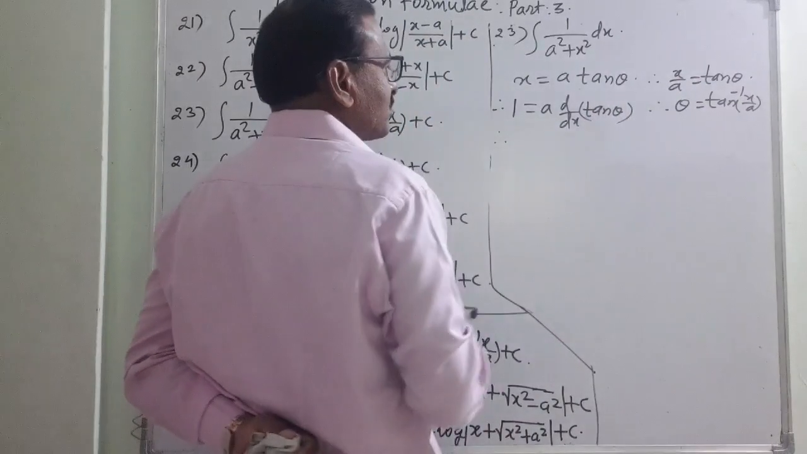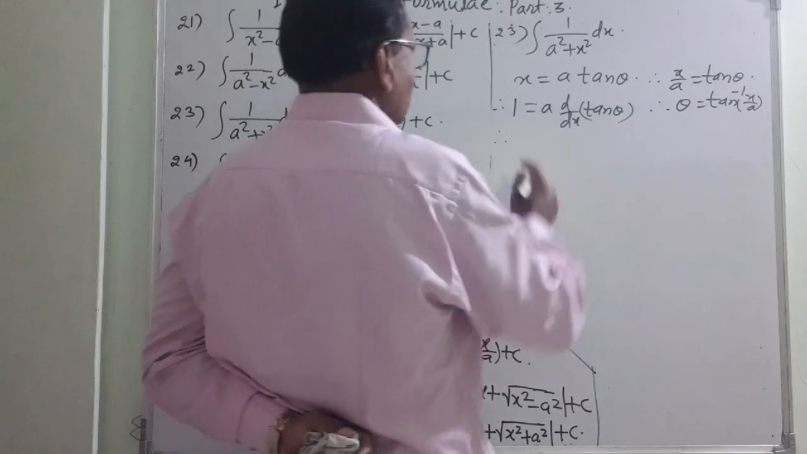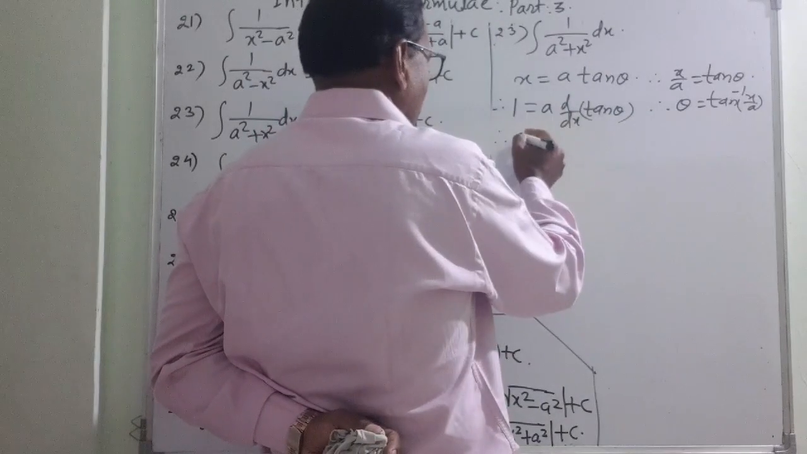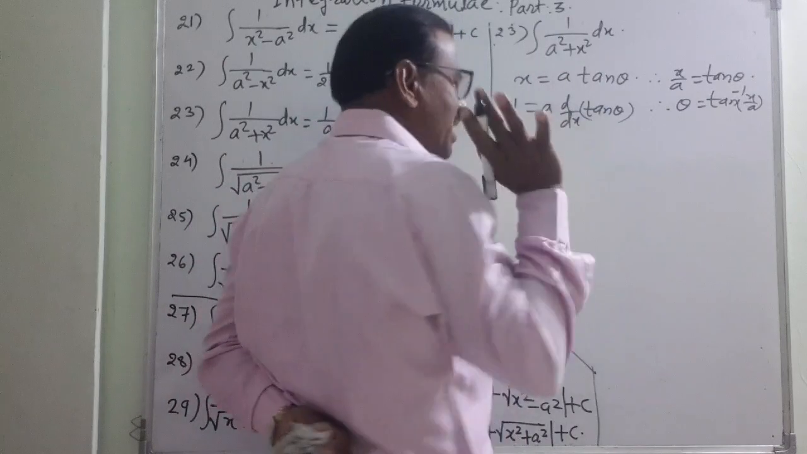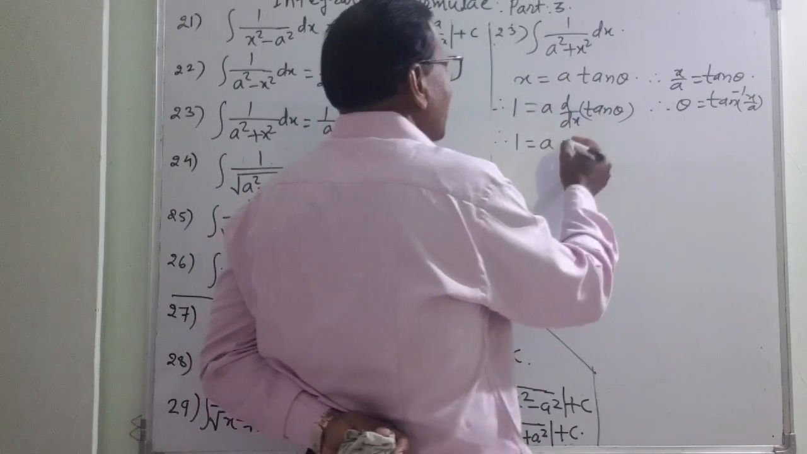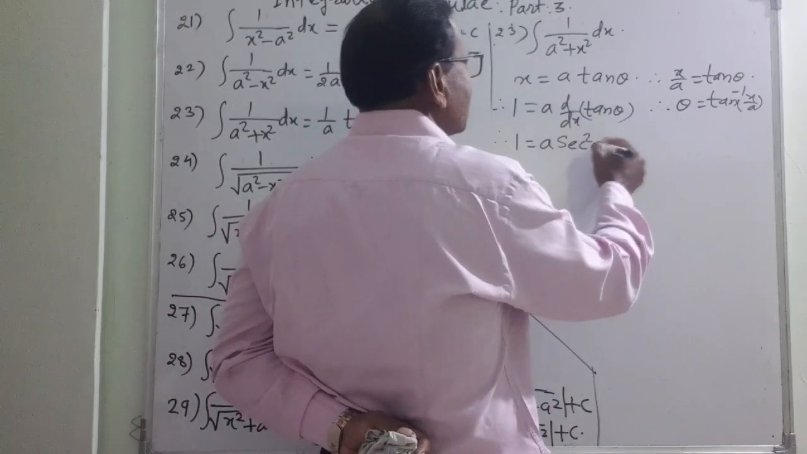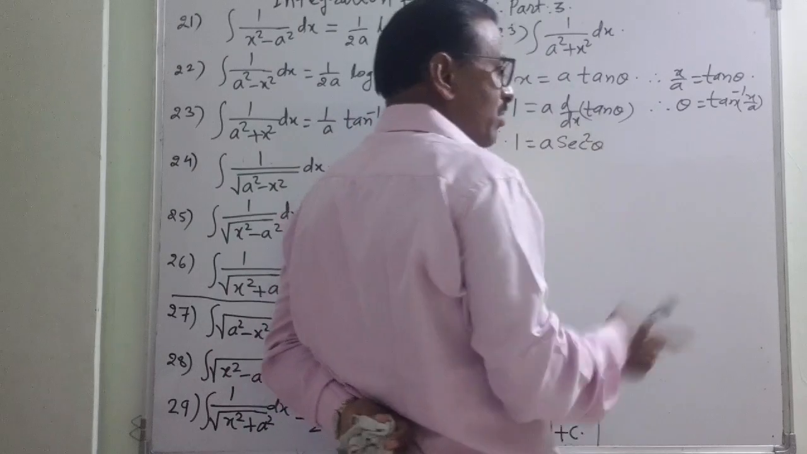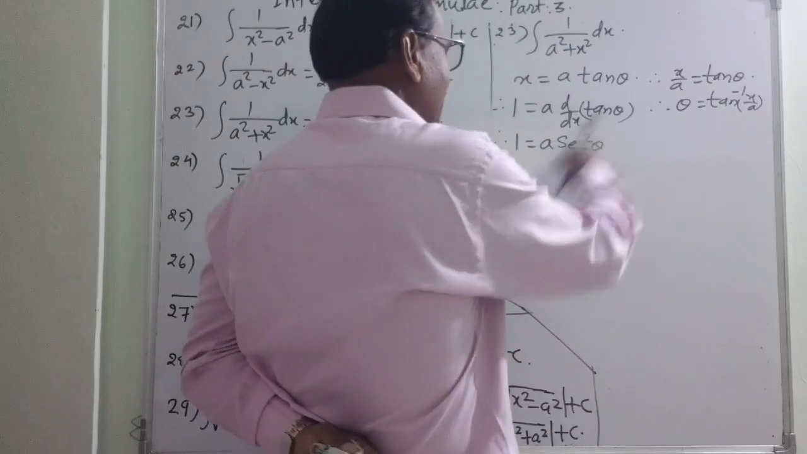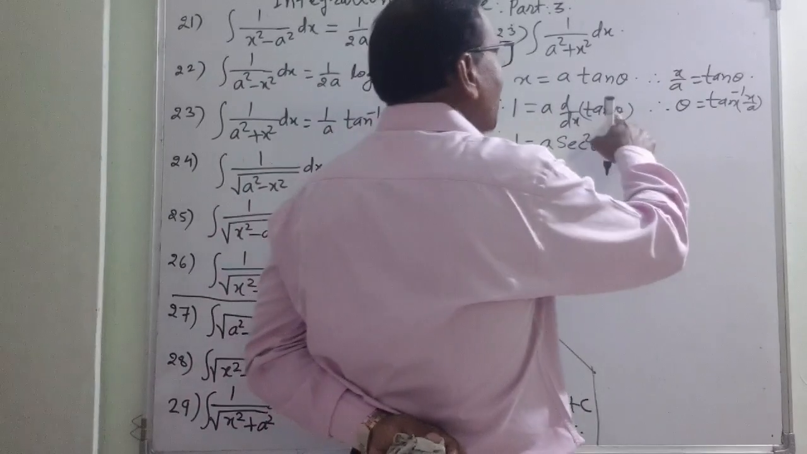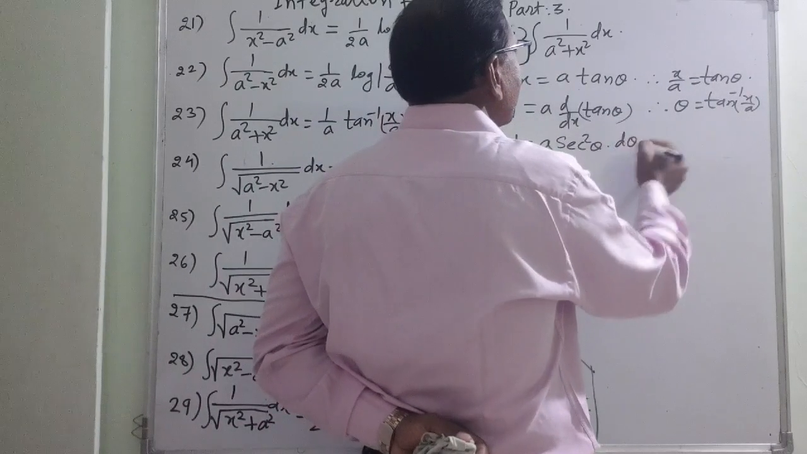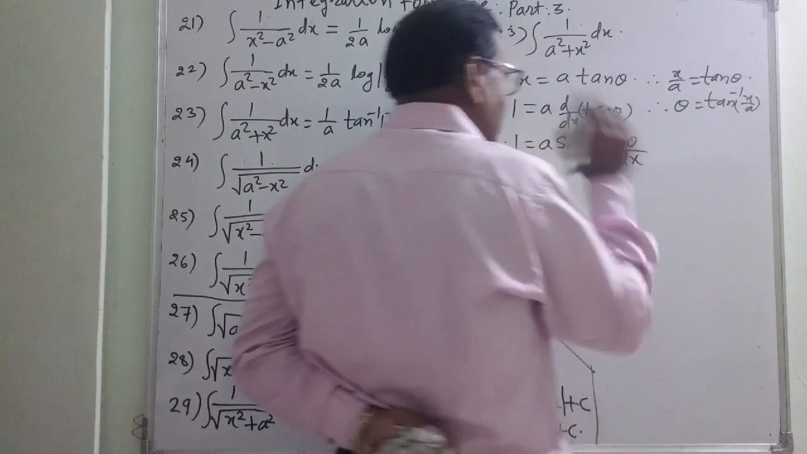Therefore, 1 is equal to, this is constant a. The derivative of tan theta is sec square theta. Derivative of tan is sec square, angle is theta, so theta. And what is the derivative of theta? That is d theta by dx. Don't forget this.